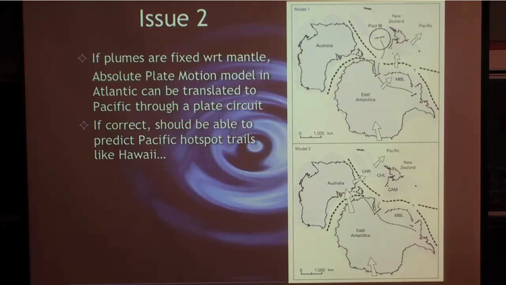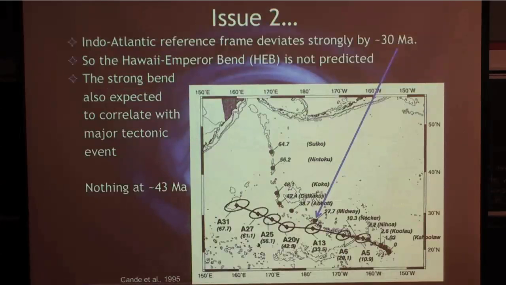Or another way to say it is, I can basically take what track the Atlantic hotspots predict and plot that on the Pacific map to show what the hotspots think the Hawaii Emperor chain should look like. So if that's right, then I should be able to predict quite nicely what that looks like. And so we've actually known since the 90s that that doesn't work.